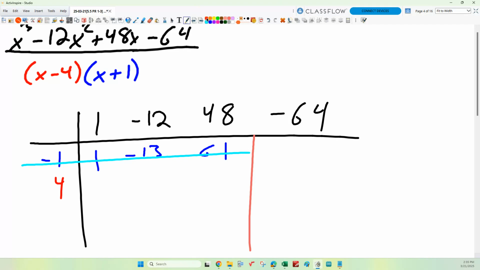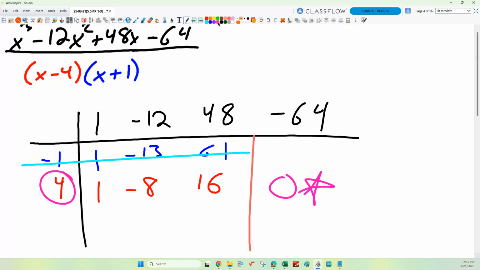How about 4? Bring the 1 down. 1 times 4 is 4 plus negative 12 is negative 8. I get negative 32, and 48 is 16. I get 64 plus negative 64 is 0. So positive 4 is a 0 of the top also. Everybody get that? You see how that worked? Okay, so we also factored the top then, right?